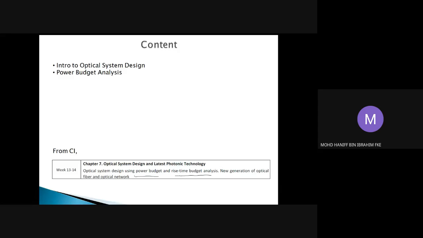So basically, for chapter 7, we're going to have a system design based on two techniques or two analyses. The first one is power budget, which we're going to cover today. And next week, we're going to finish the second type of analysis, which is the rise time budget. So there should be two analyses to be covered in this chapter 7.